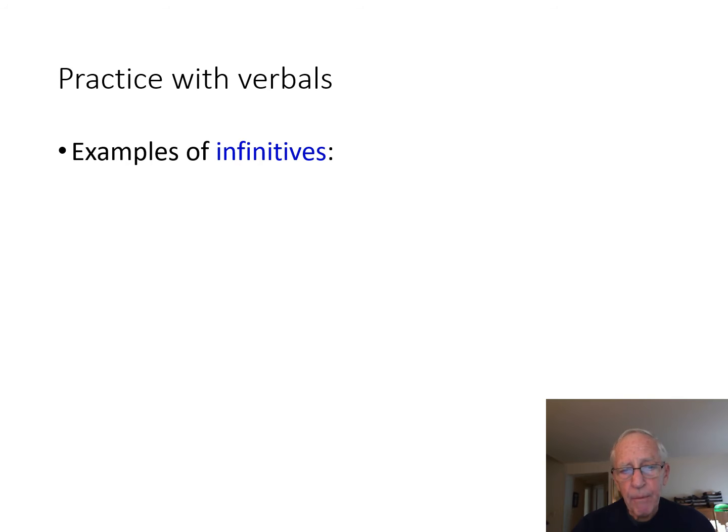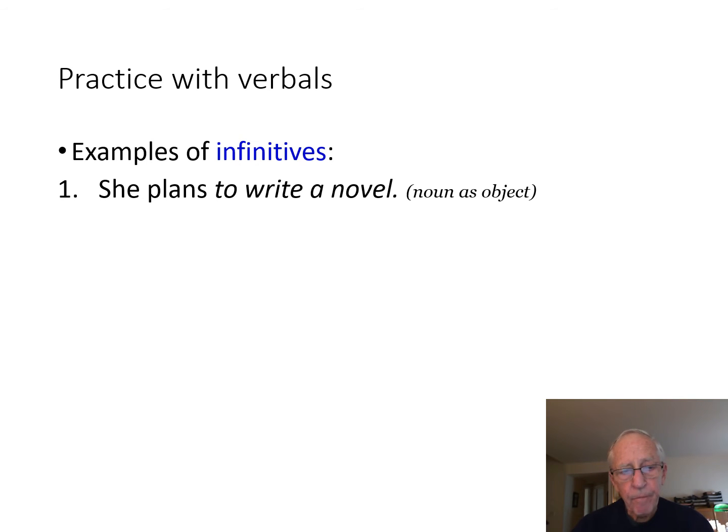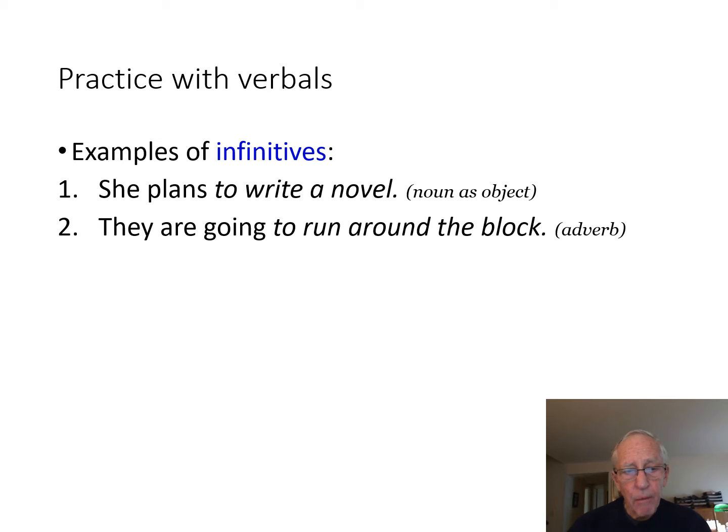Here are some examples of infinitives. Number 1, she plans to write a novel. To write, you see the infinitive to. To write a novel is functioning as a noun, as the object in a sentence. Number 2, they are going to run around the block. That's an interesting case. The infinitive, of course, is to run, and the whole thing is functioning like an adverb.